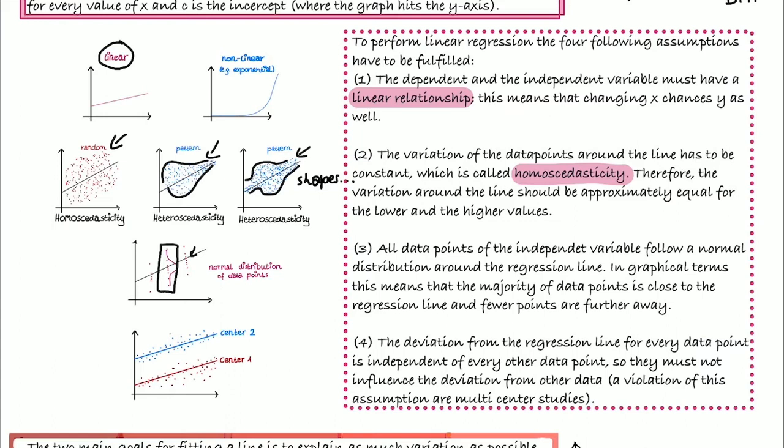The fourth assumption sounds complicated, but is actually not that complicated when you have an example, and I will give you one. So, it says that the deviation from the regression line for every data point has to be independent of every other data point. And this is the case, for example, when you have multiple study centers.